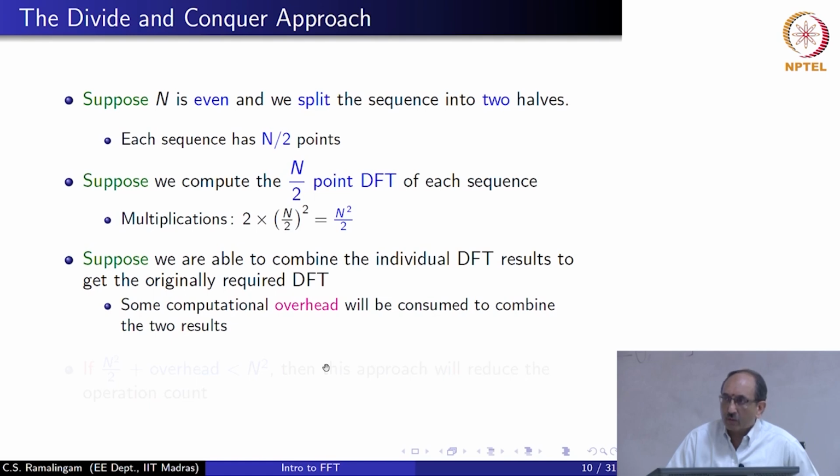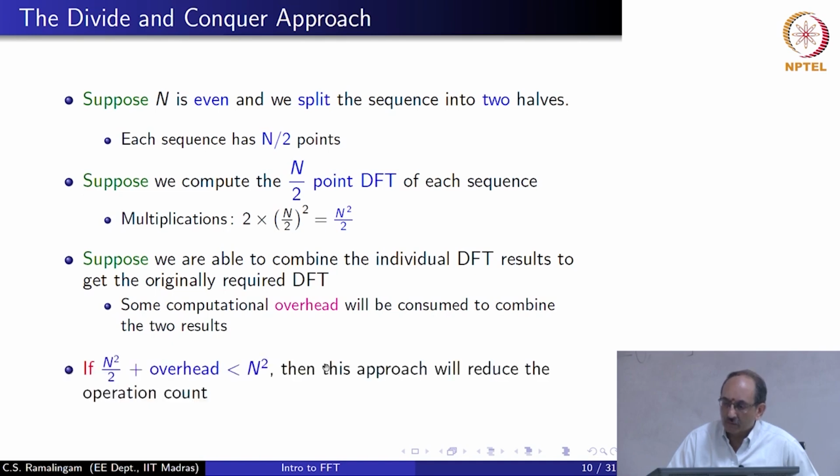So, presumably there must be some overhead to combine these two individual DFTs. First of all, we do not even know whether they can be combined, but assume they can be combined, surely it is not going to come for free, there is going to be some overhead. So, the new computational burden is n squared by 2 plus overhead, and if this turns out to be less than n squared, then this approach will reduce the computational burden, otherwise there is no use.